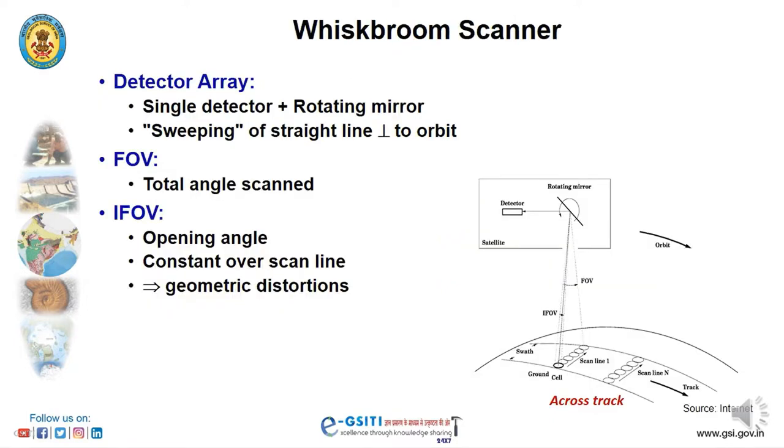So the whisk broom scanners or across track scanners consist of detector arrays with a single detector with a rotating mirror system. This rotating mirror system controls the field of view, that means the total angle scanned by this system, as well as the instantaneous field of view, that is IFOV, the opening angle of that sensor, which controls the spatial resolution of a particular data. Here this rotating mirror performs across the path of flight direction or satellite movement, or across the swath.